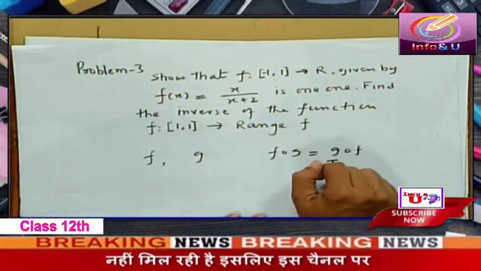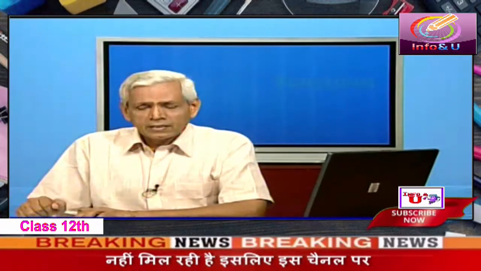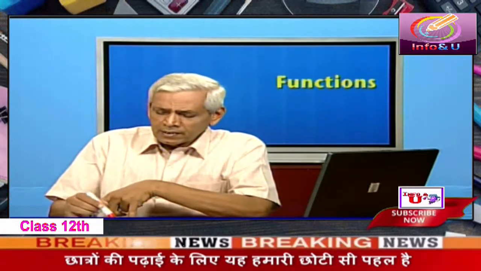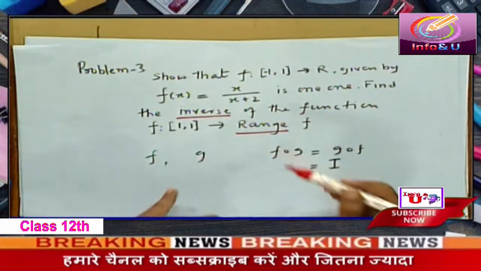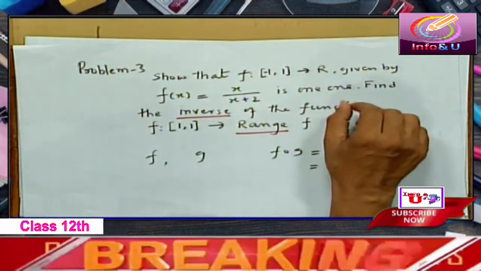Now, in this question, there are two terms appearing, namely inverse and range. The range of a function is merely the set of images under the function f. When the function is onto, range coincides with the codomain. That is, when function is onto, range and codomain are the same. But when the function is not onto, range is a proper subset of codomain.